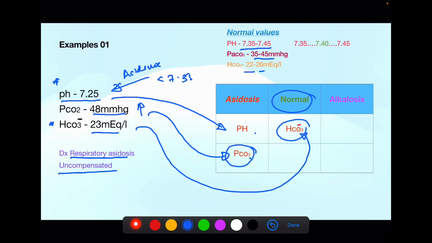We'll go for another example. Don't worry about this, because when we solve all 7 examples, you will be able to understand the principle behind this, and without any doubt you can interpret the ABG after that. We'll go for the second example here.